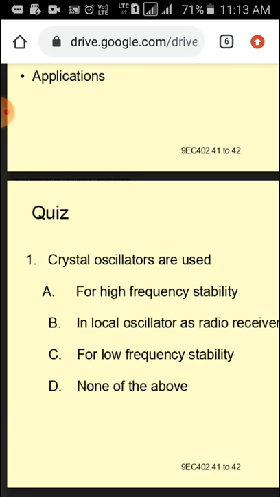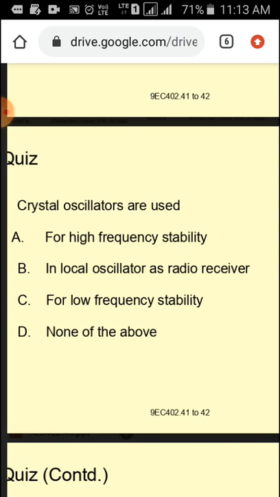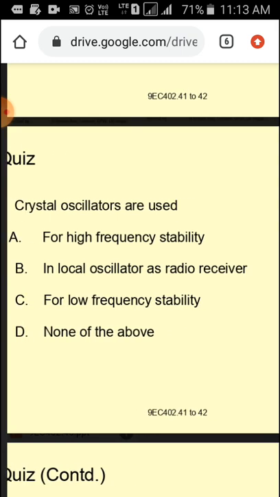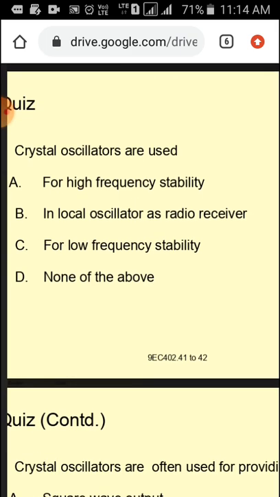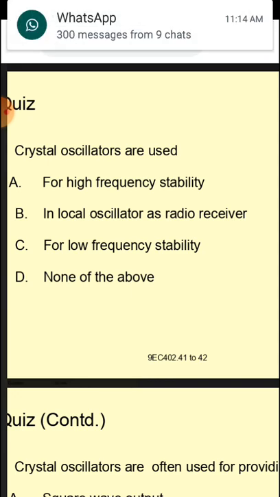Crystal oscillators are used for: Option A, high frequency stability. Option B, in local oscillator as radio receiver. Option C, for low frequency stability. Option D, none of the above. Basically, the crystal oscillator is used for frequency stability. So our answer is A. Option A is the right answer. Crystal oscillators are used for high frequency stability.